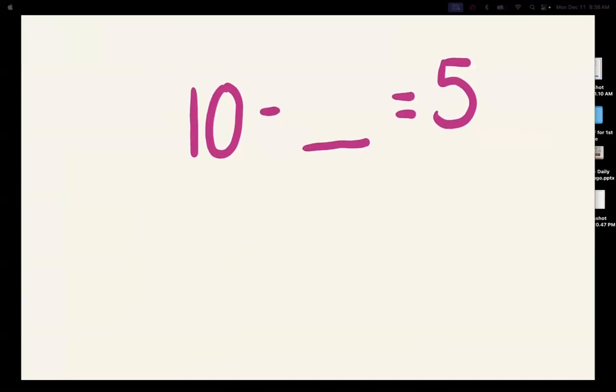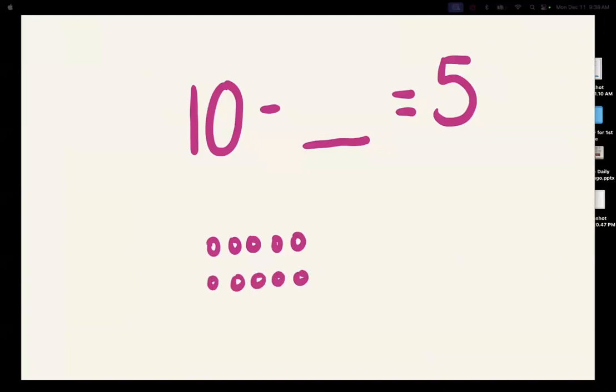Let's say 10 minus blank equals five. How many are you going to take away to get to the number five? 10 minus blank equals five. You can do your manipulatives. One, two, three, four, five, six, seven, eight, nine, 10. You're going to subtract to find the difference.